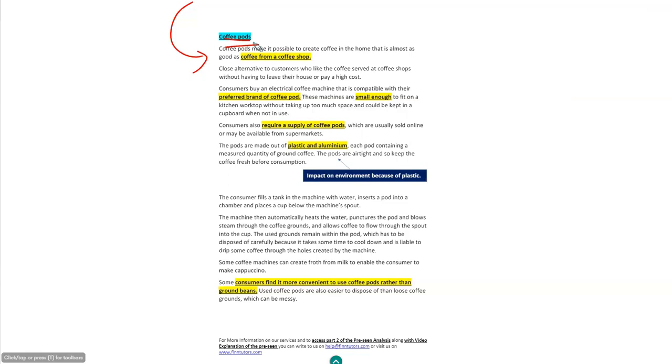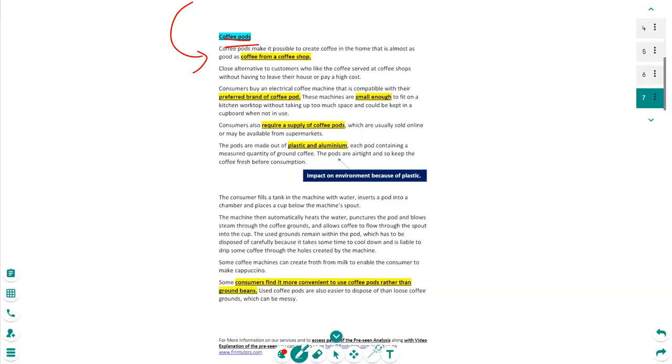Some coffee machines can create froth from milk to enable the customer to make a cappuccino as well. So you can do everything that you earlier experienced at a coffee shop. Some consumers find it more convenient to use coffee pods rather than ground beans. They're a little bit more expensive, obviously, because of the coffee pods and the machine expense. But they're easy to dispose of. You don't have to care about anything. And it can be less messy as well.